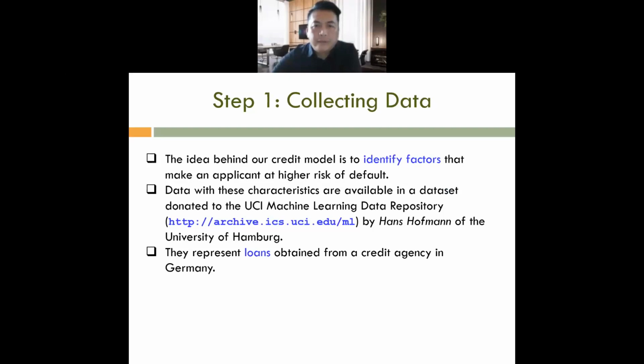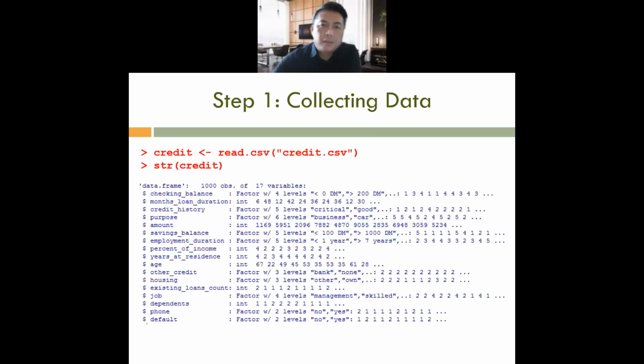Okay. The data that we have is loan application data. This can be obtained from this website. So this is how we read the data. The data is stored in a comma separated vector. We read the data, and then we look at the structure of your data by typing str. So what we're looking at here is this one, this one.